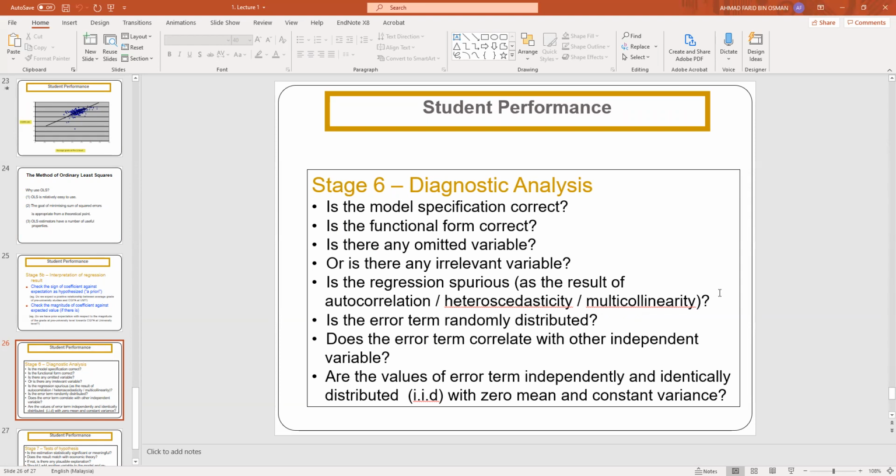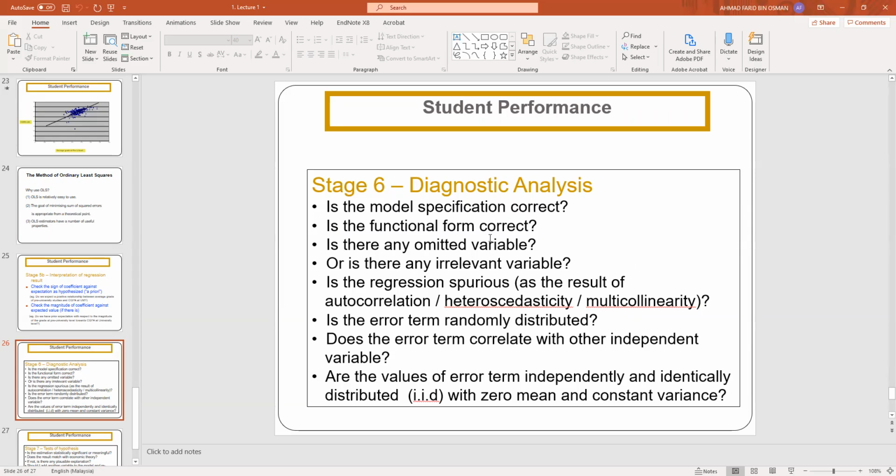And then, is the functional form correct? It's possible that we can use a different functional form. For example, in the given example, we use a linear equation, but it's also possible that the relationship between y and x is non-linear, for example a quadratic equation or function.